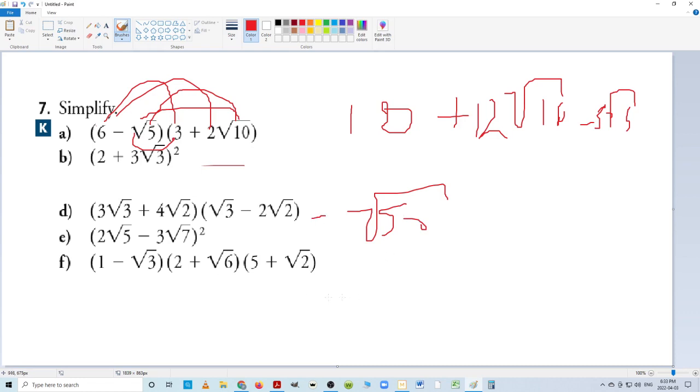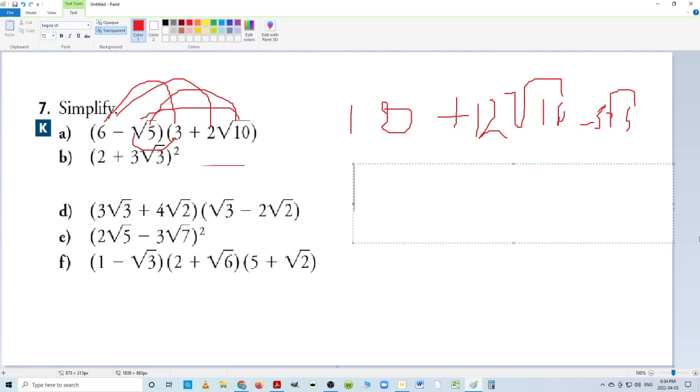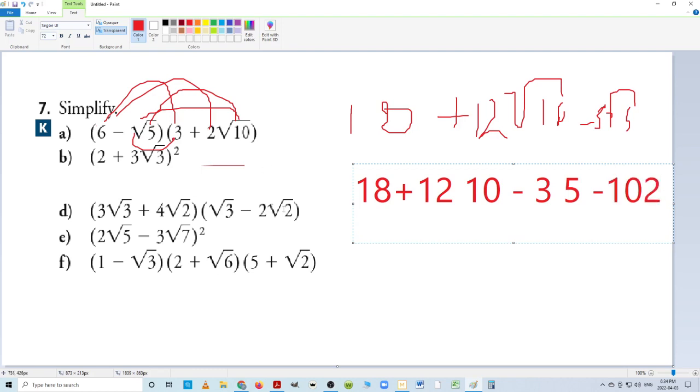And sometimes you'll be able to find ways to simplify things, like this is 25 times 2. And sometimes you won't, like square root of 10 does not get simplified. But you should always look at ways to simplify it further. So just to do that one again, it's 18 plus 12 square root of 10 minus 3 square root of 5, and then finally minus 2 square root of 50, but that comes minus 2 times 5 is 10 times 2, something like that.